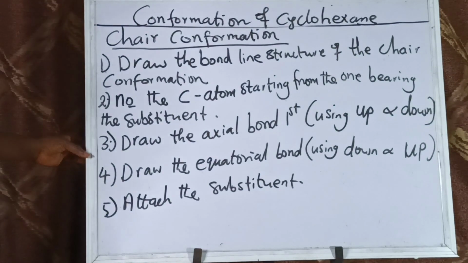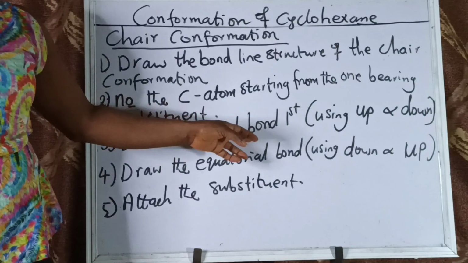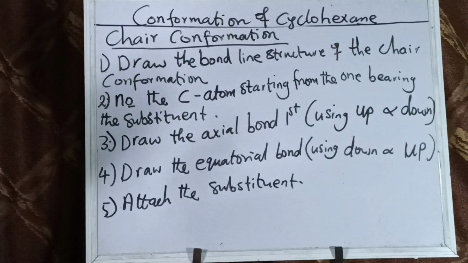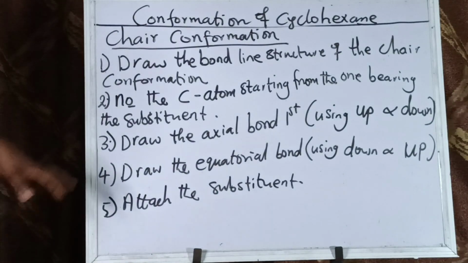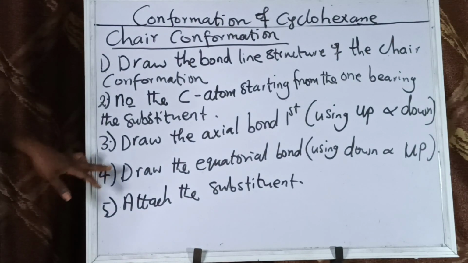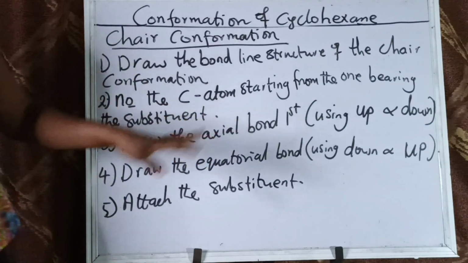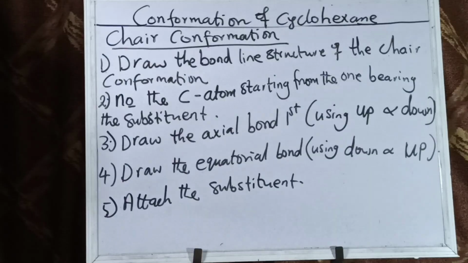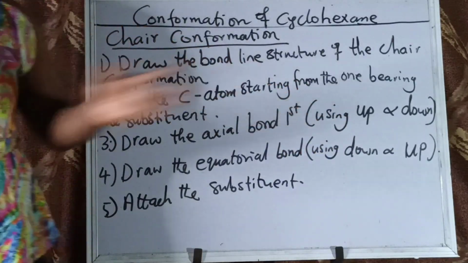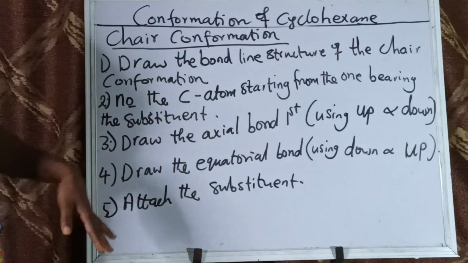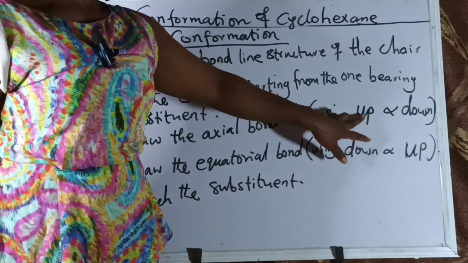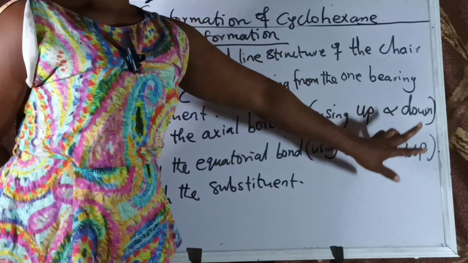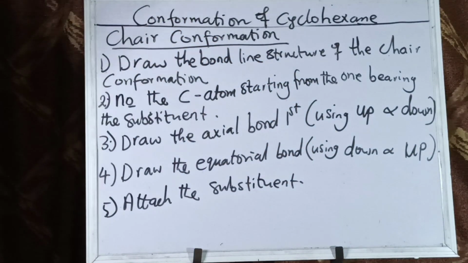Okay, the third thing is to draw the axial bond first. Remember that in drawing the axial bond you use up and down positions. Then the fourth is to draw the equatorial bond. Equatorial bond also uses up and down, but remember that it alternates with the axial bond. If the axial bond is up, the equatorial will be down. When the axial is down, the equatorial will be up. These are the things you have to know.